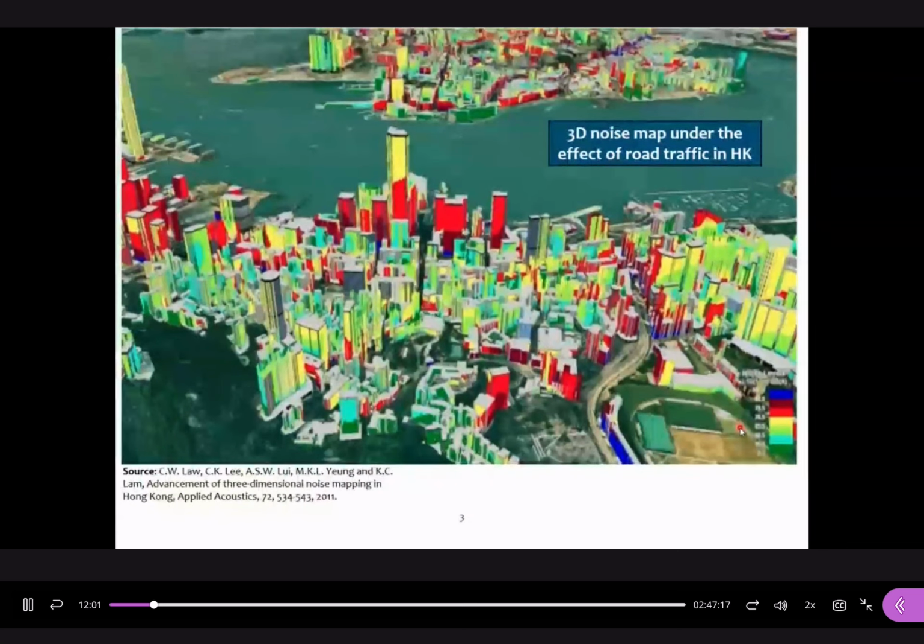This is a three-dimensional noise map under the effect of road traffic in Hong Kong. There are different colors in this map. The red color represents an L10 level of about 70 dB. According to the map, we can identify many areas at that level. Even for high-rise buildings, up to a certain level, the level is still more than 70 dBA. So that's why it is a major problem in Hong Kong. This is Hong Kong Island and this is the Kowloon Peninsula.